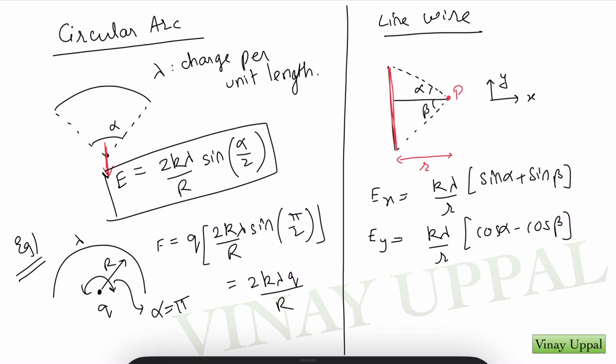So for example, for an infinite wire, you should be able to see that both alpha and beta will tend to pi by 2.